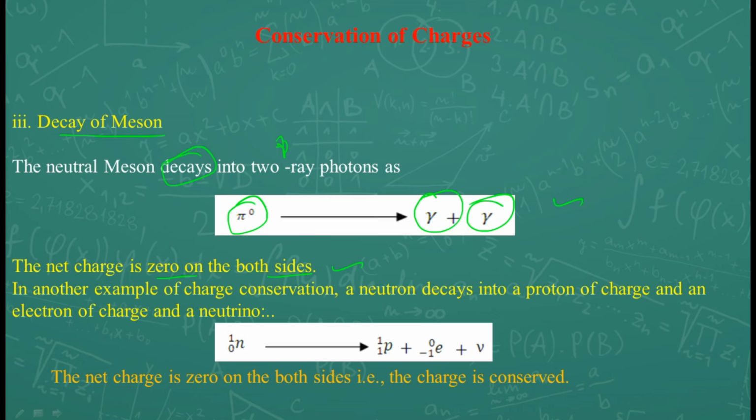Then similarly, the next example for charge conservation is neutron decay. The neutron decays into a proton of charge, an electron of charge and an antineutrino. In this way we split up the neutron decay into proton, electron and antineutrino. So here also the net charge is 0 on both sides, and the charge is conserved. Okay, good.